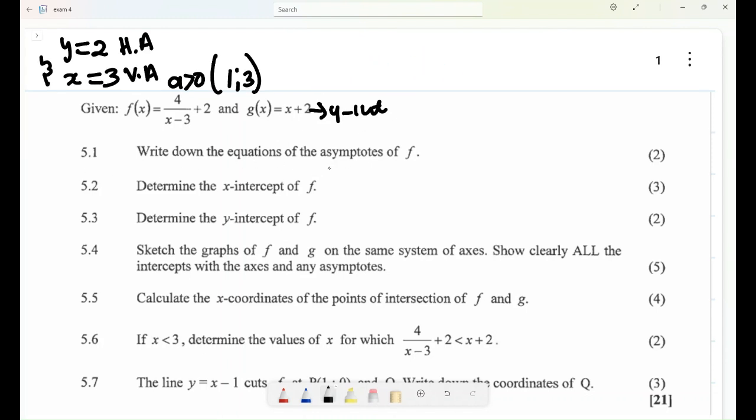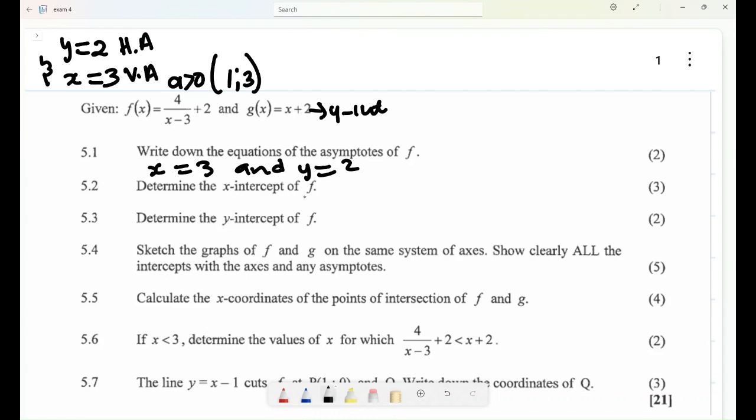5.1, write down the equation of the asymptotes of f. Asymptotes of f, here are the horizontal and vertical one. I've already written them down. X is equal to 3 and y is equal to 2. This question they leave it in grade 11, but I'm doing the asymptotes part as well as the axis of symmetry, they like it.